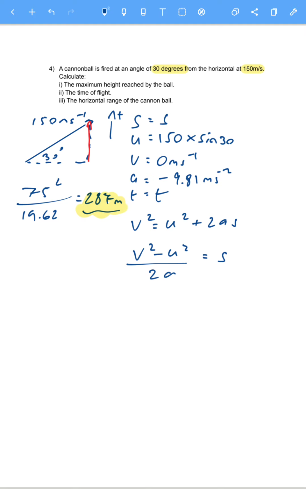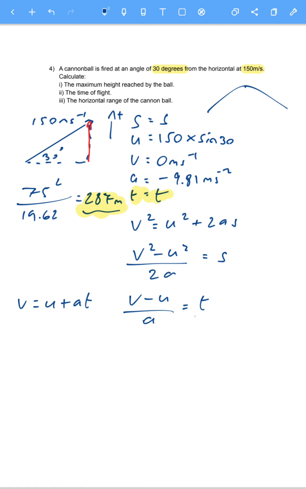The time of flight. So for the time of flight, we need to obviously find time, t. So we need an equation to do that. So we should use v equals u plus at, and then rearrange to find t. So that would simply be v minus u divided by the acceleration, and that will give us the time. We want the time to the maximum height. Once we've got the time to the maximum height, if we double it, then that'll be the time of flight.